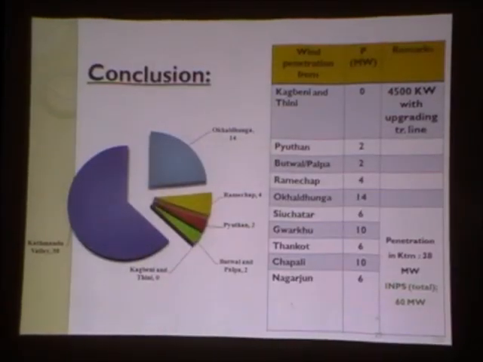So the overall conclusion of those wind grid penetration analyses shows that within the Nepalese grid, we can evacuate 60 megawatt of wind power without modifying any network constants or any network in the existing INPS network. But apart from this, if we add the transmission network in Kagbeni and Thini, we can even add more than 4500 kilowatt in the network.